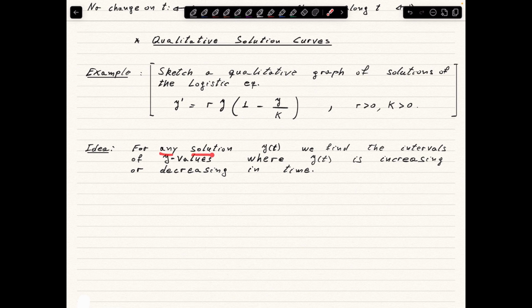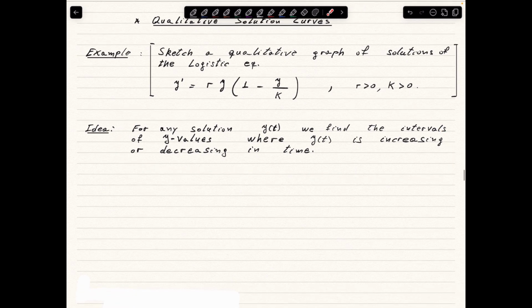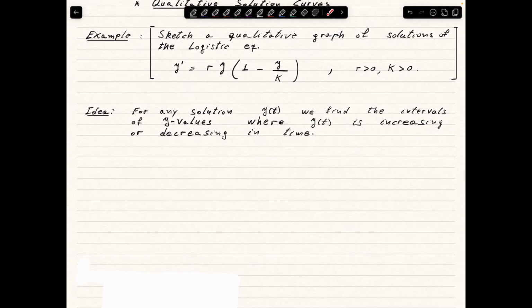For any solution y of t, we find which intervals of y values the solutions are increasing or decreasing functions in time. It's complicated, hard to understand, but this is what we are going to do. We are going to do it, and then we're going to read it again, and it's going to be easier to understand. So, what are we going to do?